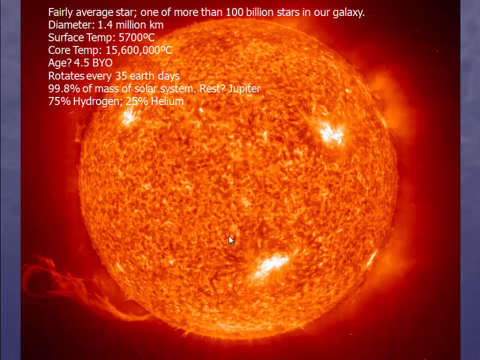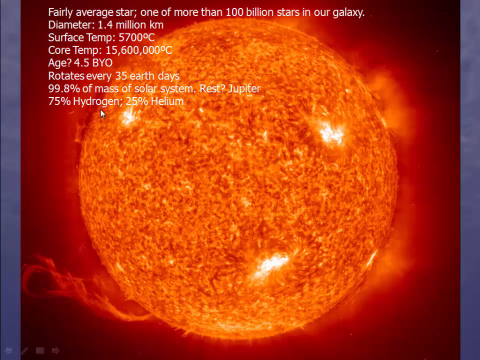Our sun, which is the most important driver of weather and climate here on Earth, is a fairly average star. If you take a look at all the stars across our galaxy, and even the universe, this is a fairly average star. In terms of the Milky Way galaxy, we're talking one average star of about 100 billion.